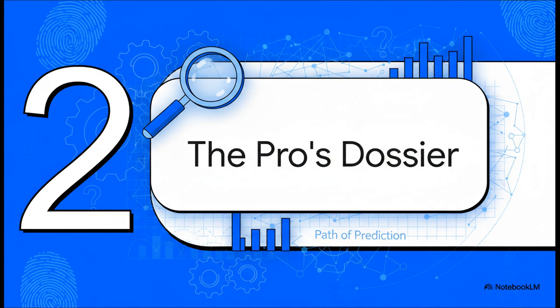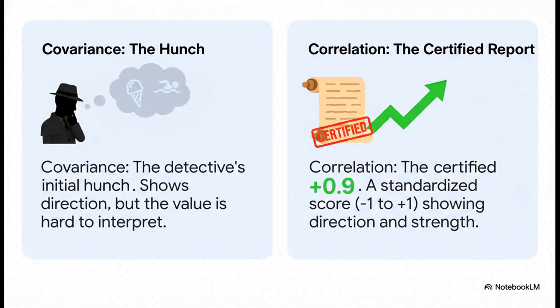All right, so we know not to jump to conclusions about cause and effect. That's lesson number one. But how does a professional detective actually measure the strength of a connection between two variables? How do we put a number on that initial pattern we spotted? Well, let's open up the professional's dossier and check out the tools of the trade. We've got two main tools here, covariance and correlation. The best way to think about this is that covariance is like the detective's first hunch. It points you in the right direction. Do our suspects move together or in opposite directions?